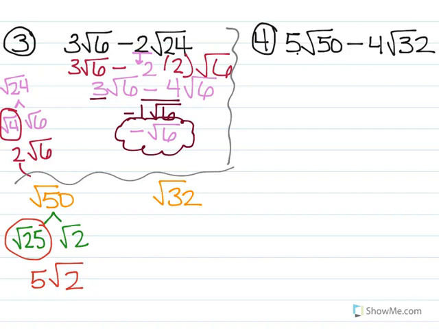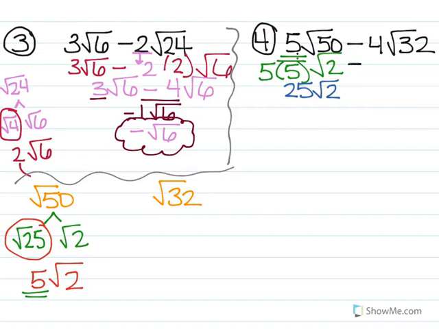Now before I just write 5 radical 2 down below, I have to remember that there was already a 5 in the beginning, and that 5 has to multiply with the 5 that I'm bringing out of the radical. So you can either do that in your head and write 25, or you can show the steps that it's 5 times 5 radical 2, which would simplify to 25 radical 2.